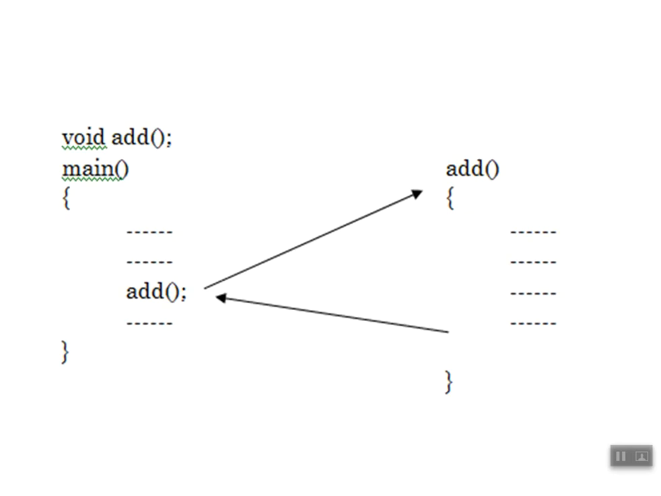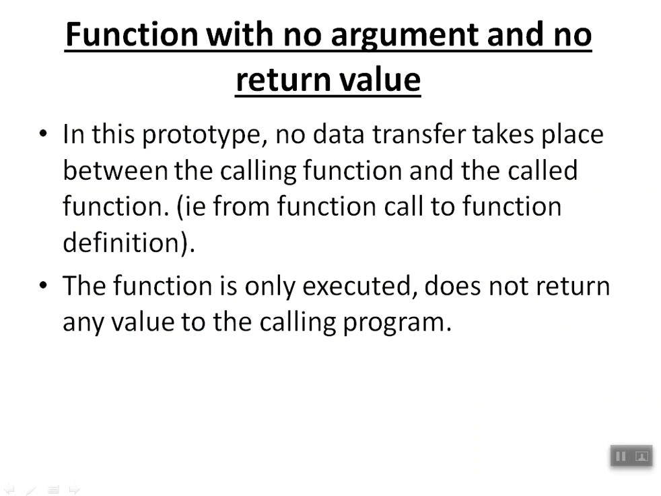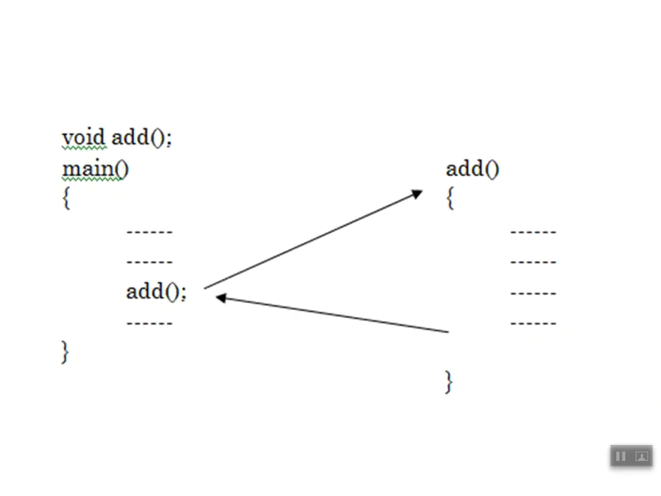So better to consider this example, and I'm taking the addition of two numbers example for all these scenarios. So let us go for the first one. The first one: no return value and no argument. So how to declare? Void add of. So what is void? Return type.